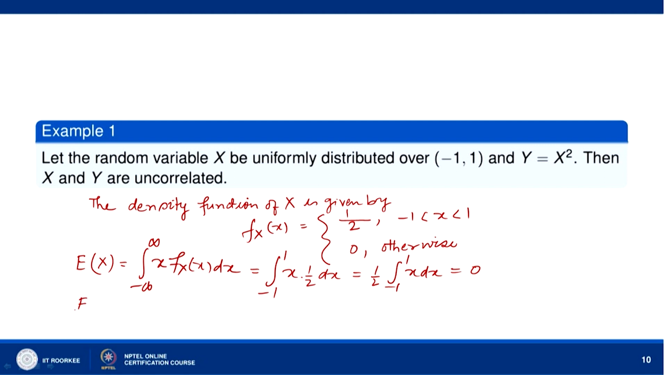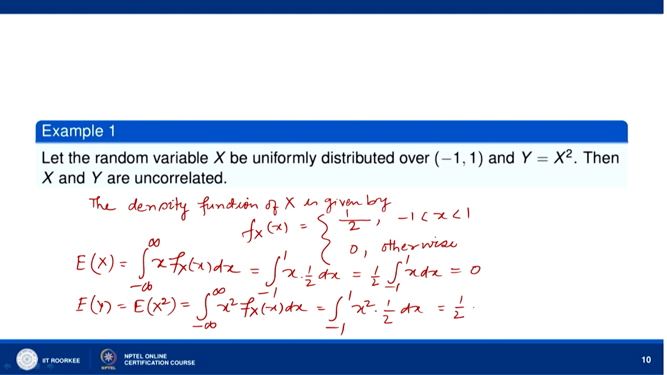Now, expected value of y is equal to expected value of x square. Expected value of x square means integral over minus infinity to infinity x square f x dx, which will be equal to integral over minus 1 to 1 x square into 1 by 2 dx, which is equal to 1 by 2 into, since x square is an even function of x, 2 times integral 0 to 1 x square dx. What we get is x cube by 3, as the integral of x square is x cube by 3 over the interval 0 to 1, and this gives me the value 1 by 3.